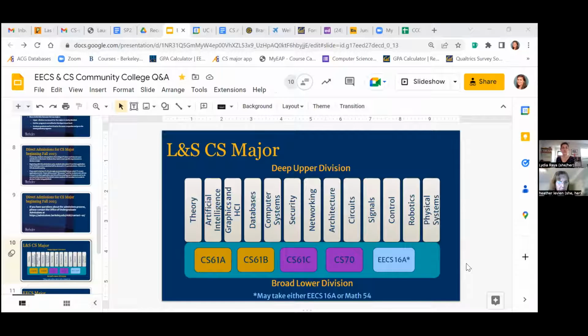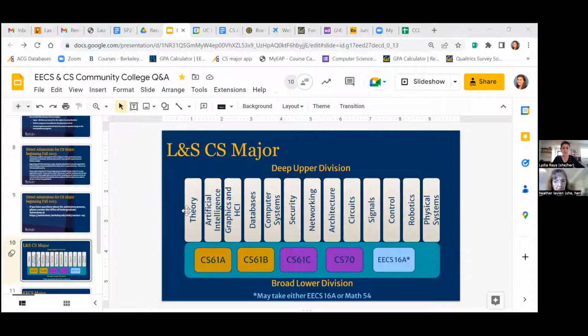I've asked transfers at Berkeley who took Math 55 at community college, would you recommend doing it? And they usually say yes, it was helpful to have taken discrete math before CS 70. CS 70 is kind of its own beast, but having some prep work ahead of time is helpful. Just know that taking a Math 55 equivalent is not going to transfer. And then again, you can choose between EECS 16A or Math 54. Most students come in with a linear algebra differential equations equivalent, so that one is done.